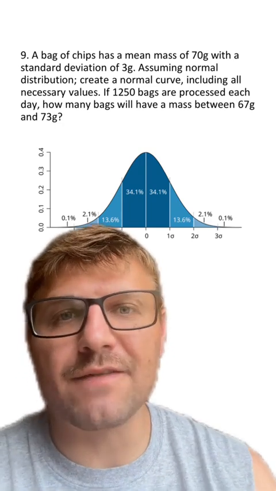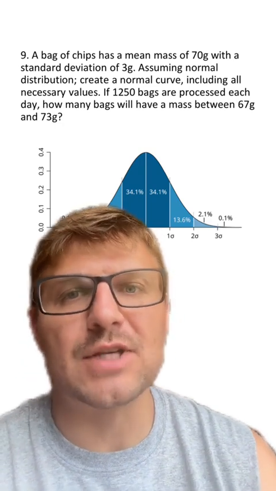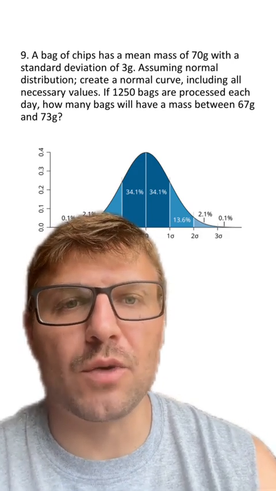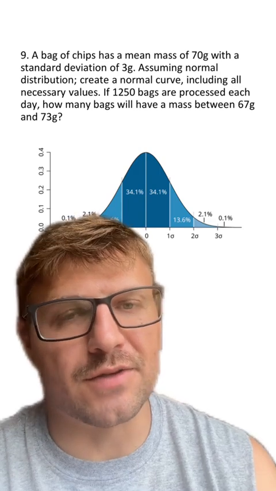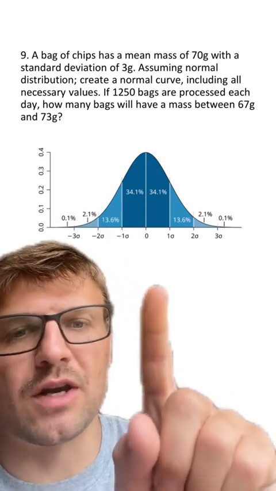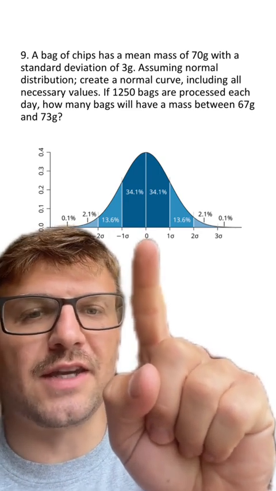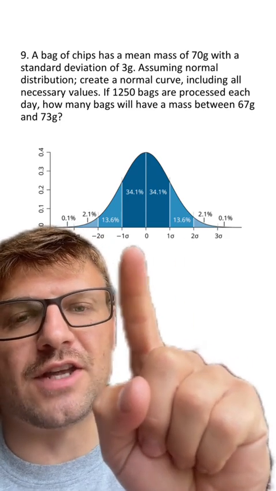Question 9. A bag of chips has a mean mass of 70 grams with a standard deviation of 3 grams. Assuming normal distribution, create a normal bell curve including all the necessary values. I don't have a graph made for this, but we're going to put 70 grams in the middle here because that's the average, and 3 standard deviations above and below, for each standard deviation.